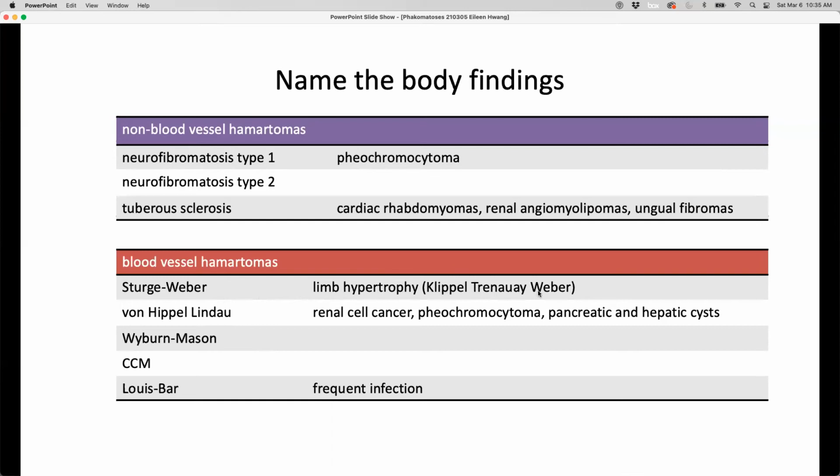There's a variant of Sturge-Weber that is Klippel-Trenaunay. Anyway, they both have Weber in there. And then these people with the Klippel-Trenaunay or whatever have limb hypertrophy. And in Louis-Bar, they can get frequent infections.